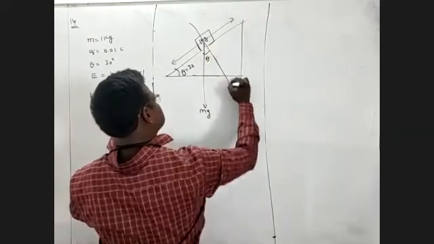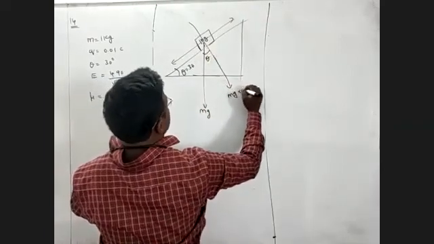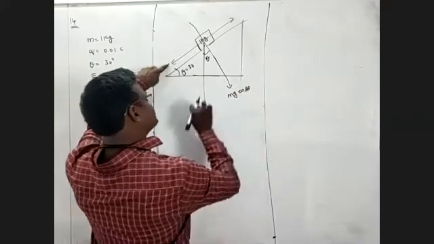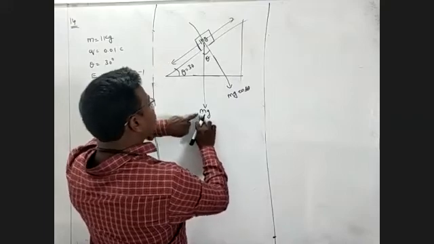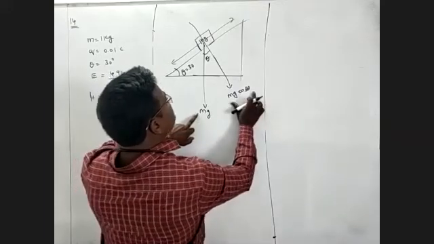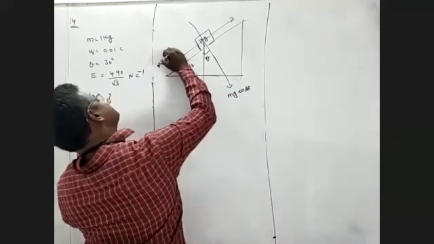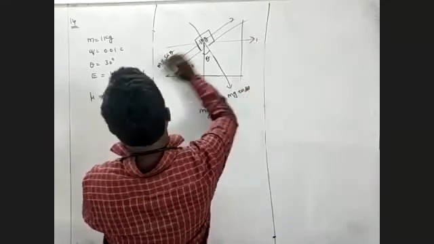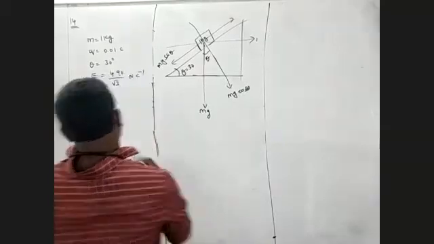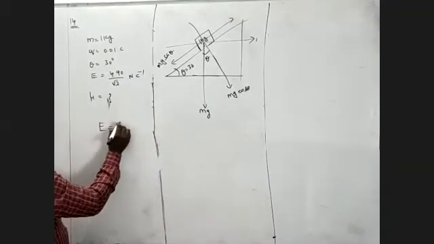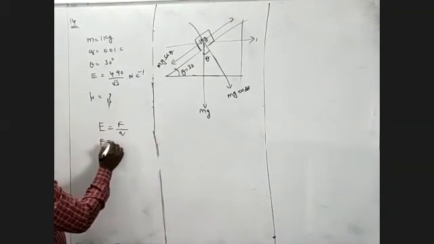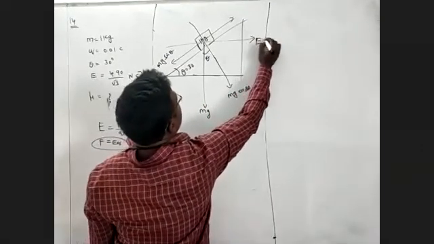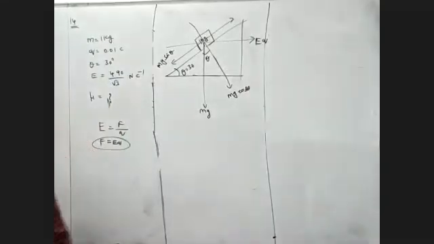Making angle theta, this is mg cos theta. This is the y-axis, x-axis. Mg is in the xy plane, and mg can be resolved into two components: mg cos theta and mg sin theta. Next, the electric field is horizontal, so F is equal to EQ. This is the EQ direction.